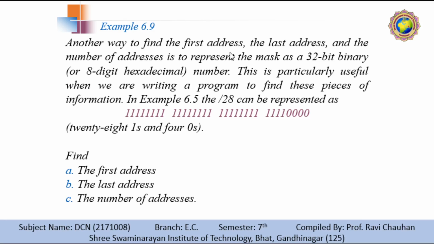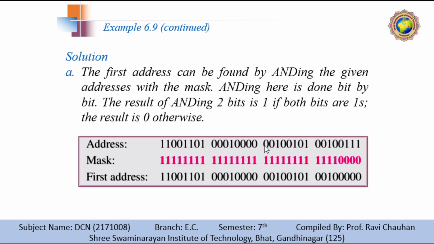Another way to find the first address, last address and the number of addresses is to represent a mask as a 32-bit binary or an 8-digit hexadecimal number. This is particularly usable when we are writing a program to find these pieces of information. In our example, the mask can be represented as 28 ones and 4 zeros. So find the first address, last address and number of addresses. So what is the solution?